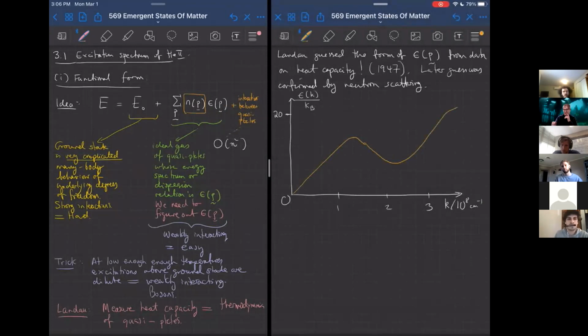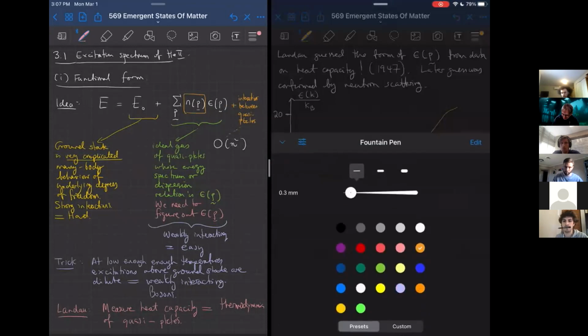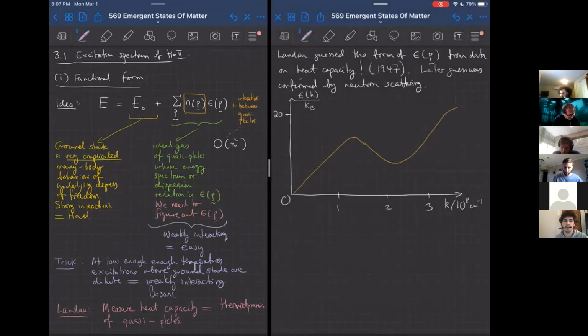Something like that. So it's quite a complicated form. You probably wouldn't have guessed it like that. So here at the origin, there's a linear part. Epsilon is proportional to k. So it's a linear part.